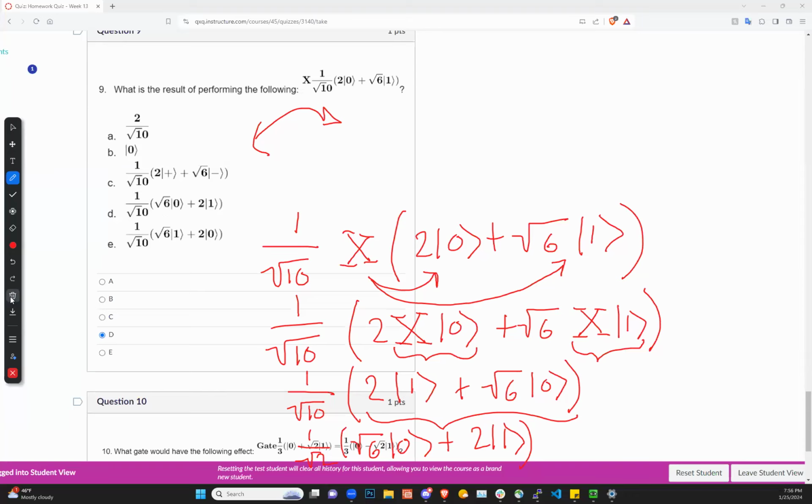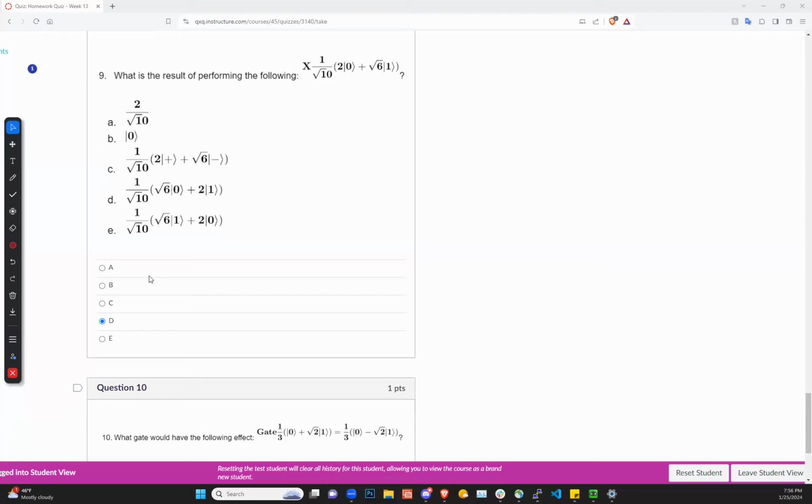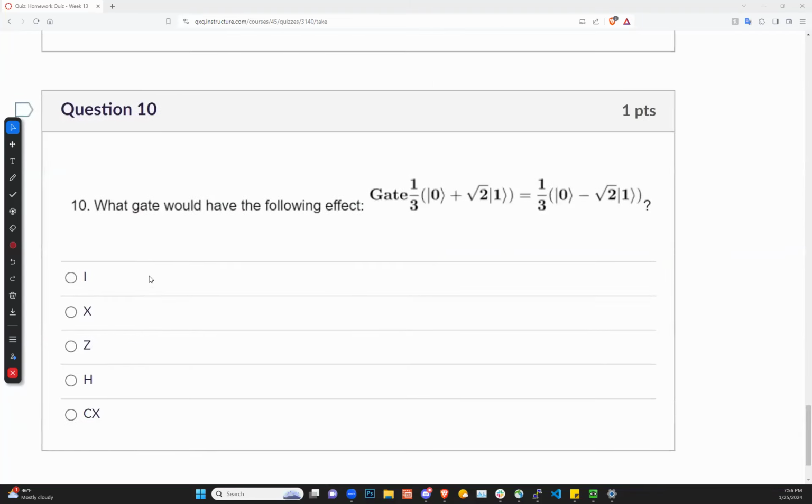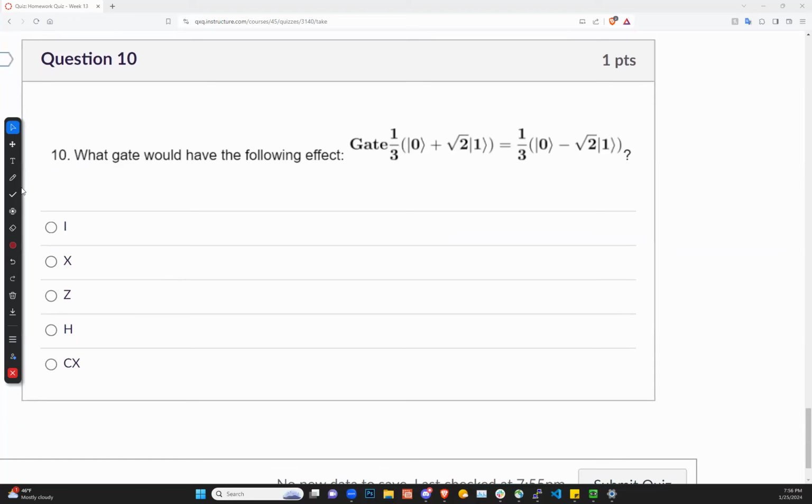All right, then let's take a look at this last question. What gate would have this effect here? So it's saying when we apply the gate to this state here, we get this state. And so does anyone notice what changed about this state here? What's the difference between the input state and the output state? Yeah, there's a phase difference. So this plus sign just turned into a minus sign. That is the only thing that this gate changed.